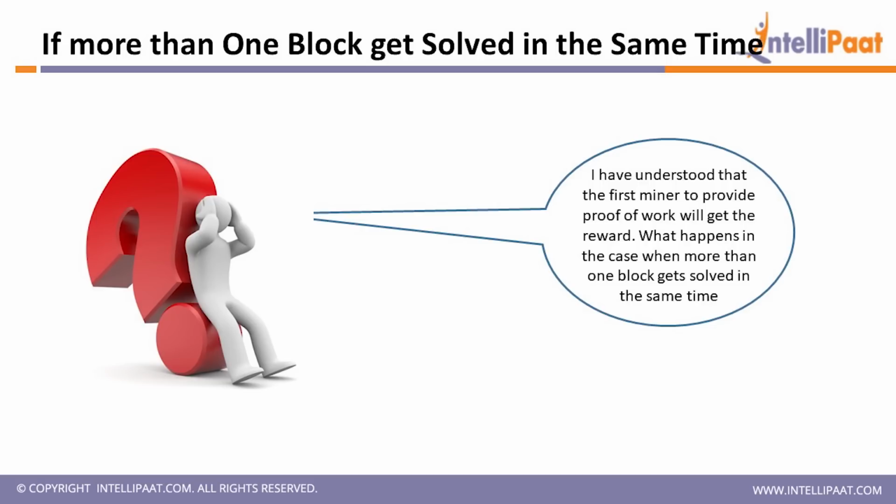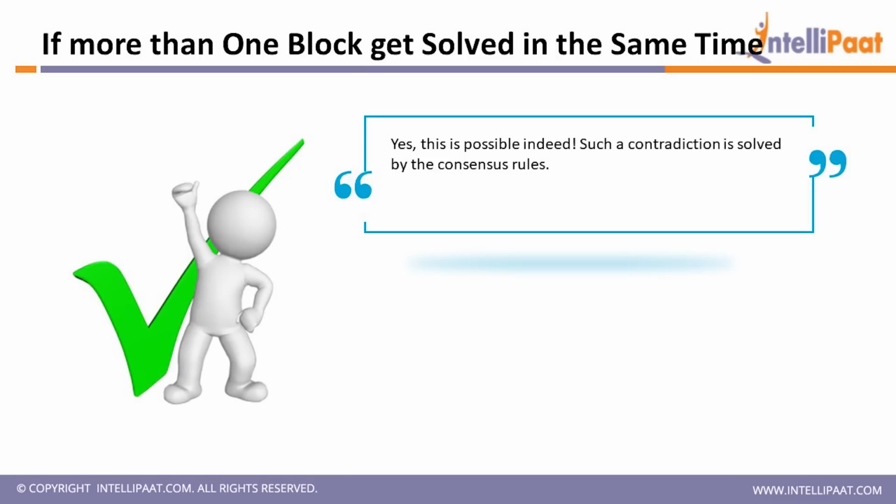So what's the problem here? I have understood that the first miner to provide proof of work will get the reward. What happens when more than one block gets solved at the same time? Yes, this is possible. Maybe two nodes have the same computational power and luckily they solve the problem at the same time. If such scenarios result, they can be solved by consensus rules.